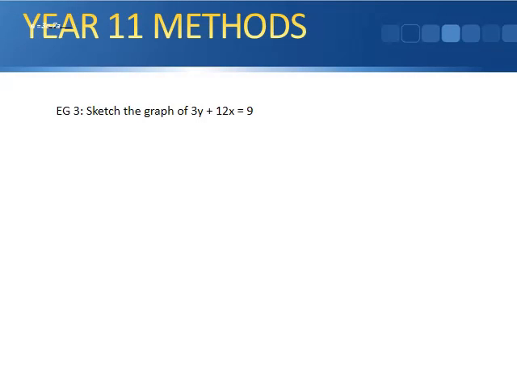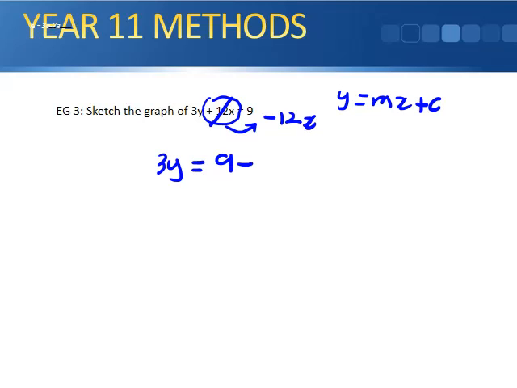The next one says sketch the graph of 3y plus 12x equals 9. Now let's get rid of the 12x because we want it in the form y equals mx plus c. Because if we get it in that form, it's easier to do. So I'll get rid of the plus 12x. And the way to get rid of that, of course, is to subtract the 12x on both sides. That's cancelled here, and we've got 3y equals 9 minus 12x.